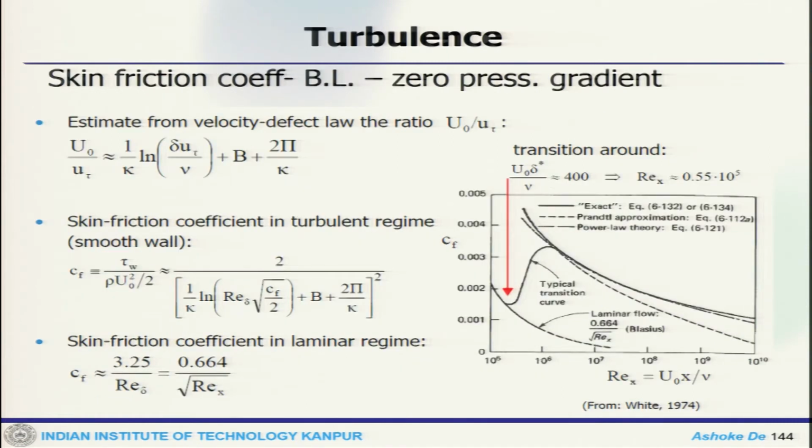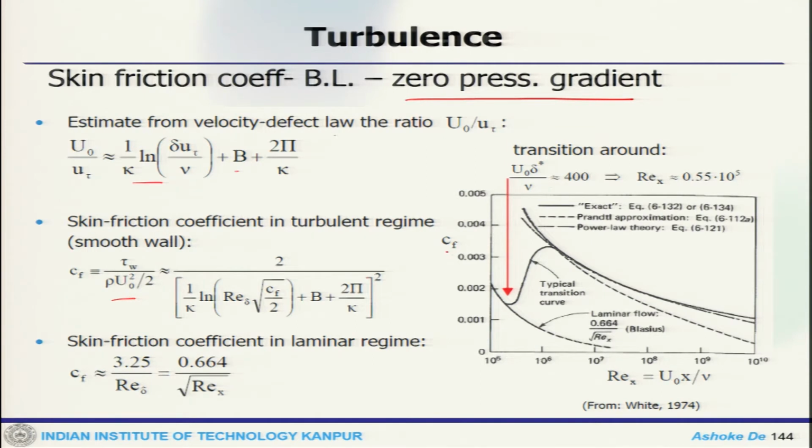One important thing is that we can find the skin friction coefficient of the boundary layer for the zero pressure gradient case. We have the velocity defect law, u naught by u tau, which is of order 1 by kappa ln of delta u tau by nu plus B, 2 pi by k. The skin friction coefficient for the smooth wall is defined as tau w by rho u naught square by 2.